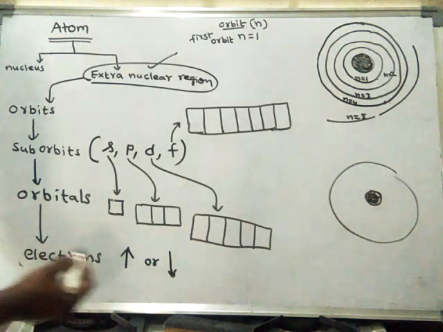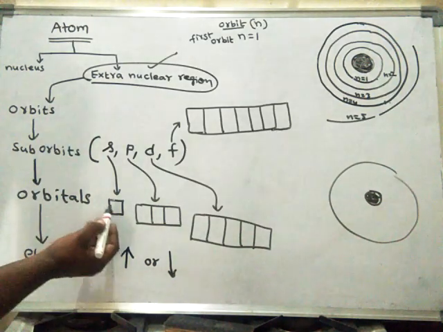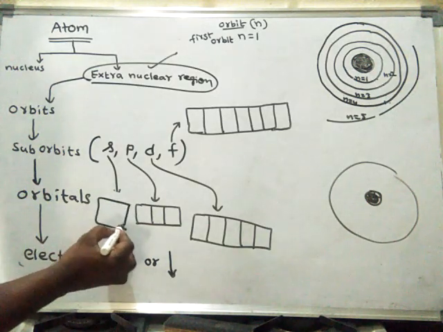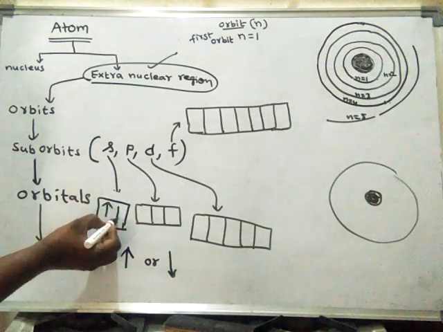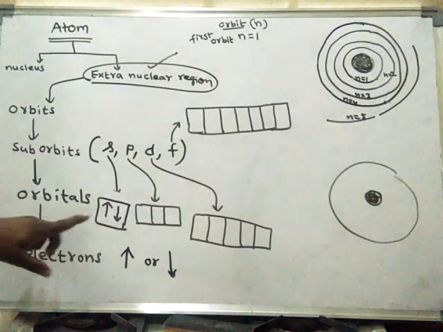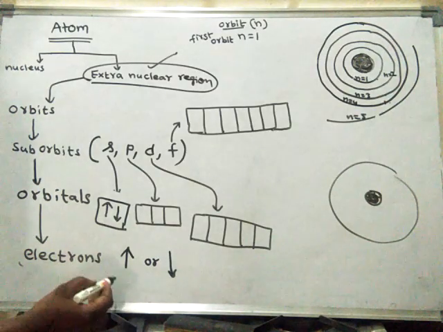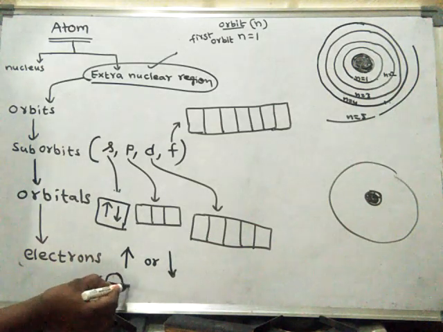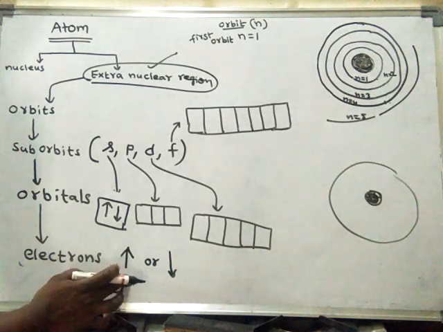Every orbital can contain a maximum of only 2 electrons. Suppose we take this orbital. It contains how many electrons? 2 electrons only, one electron and another electron. These 2 electrons should have opposite spin. These electrons will spin, and an electron will spin on its own axis.